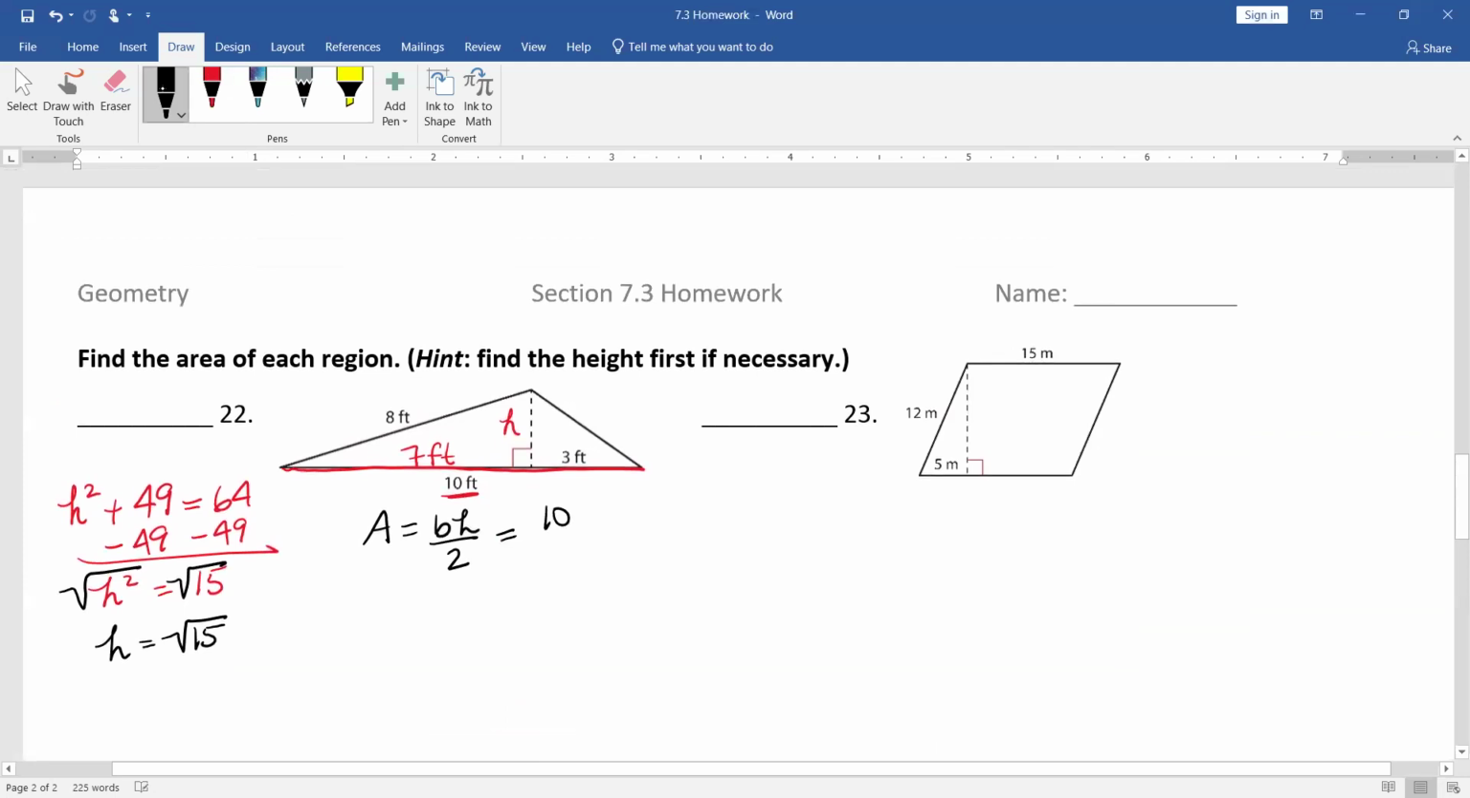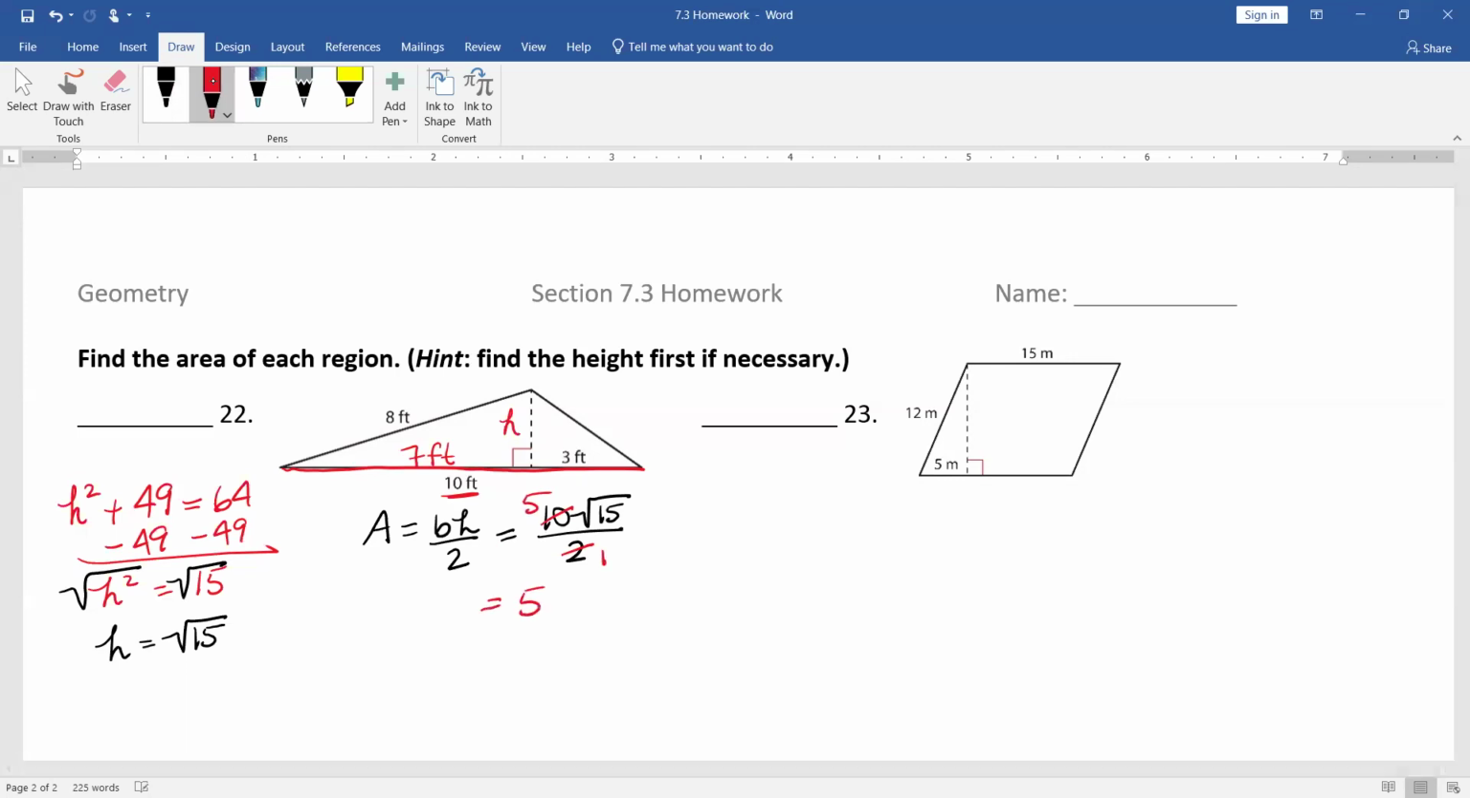So that's 10. And then the height I know is the square root of 15. So I'm going to go ahead and cancel out this 10. 2 goes into 10 5 times, so that gets rid of my fraction. So I have the area as 5 times the square root of 15. And I believe I did calculate that. Let me see. Yeah, so that square root of 15, it's somewhere around, I think, probably 3.8 or so.